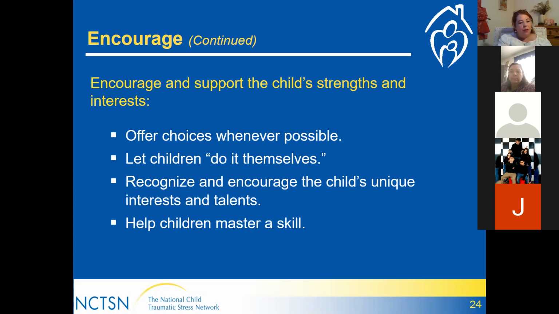Any comments or questions about any of this? Do you guys have good ways of praising your kids? I always need some suggestions here.